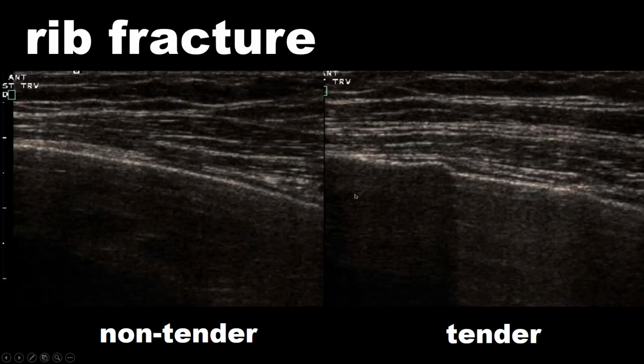This is an example of a patient with rib fractures missed on x-ray. So on the left, what you're seeing is a normal non-tender rib, and you're seeing this nice bright white line that appears to be continuous throughout. Whereas on the right is the spot that the patient's tender in. And what you're seeing is a disruption in the cortex of the bone here and about here, which is indicative of a non-displaced rib fracture.